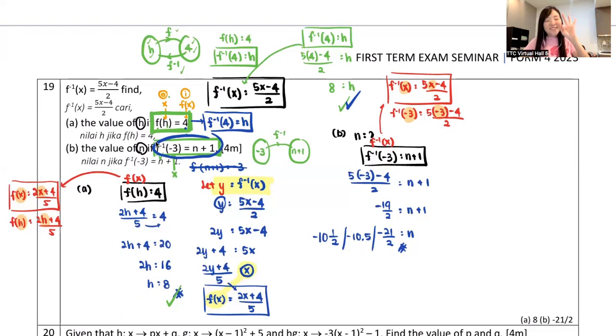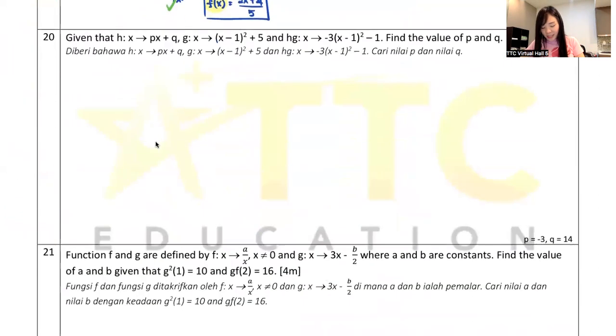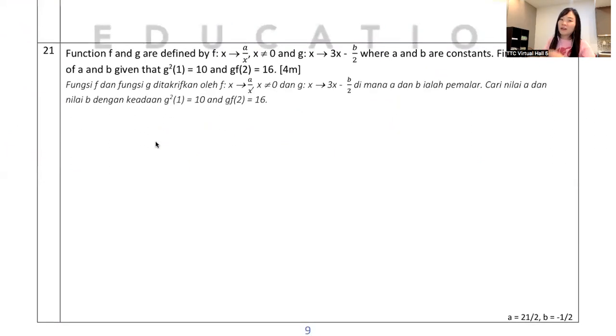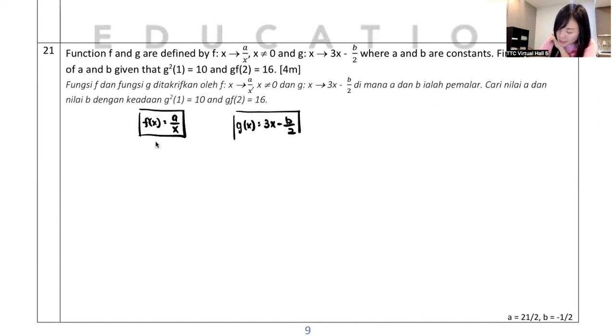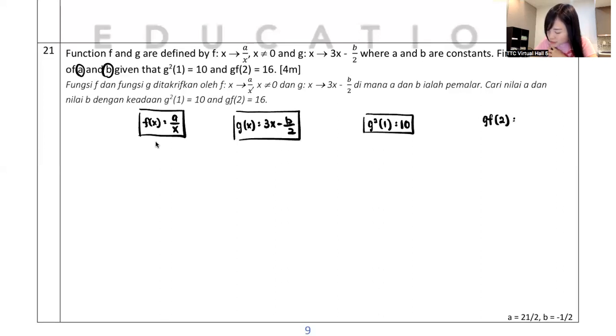5, 4, 3, 2, 1. Done. Let's go over to 21. Okay, let me show you. They say again, f(x) equivalent to a over x, x not equivalent to 0, no need to care about it. Next one, they say g(x) equivalent to 3x minus b over 2. They say find the value of A and B if g squared of 1 equivalent to 10. Okay, I should do here. g squared of 1 equivalent to 10. They also tell me gf(2) equivalent to 16.